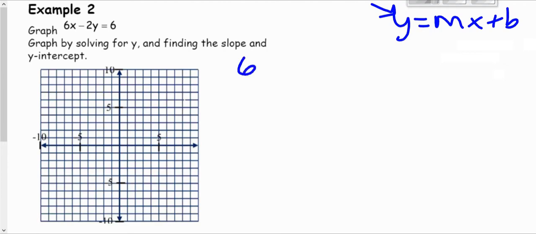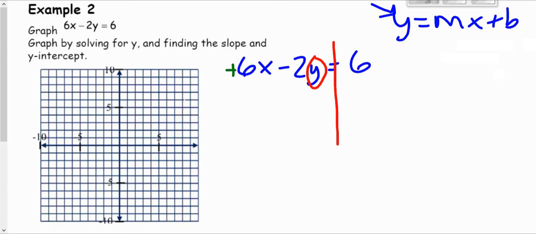So if I take 6x minus 2y equals 6, and I want to solve for y, do I want to inverse the 6x or the negative 2 first? We always start with the piece that's separated from the y with a plus or minus sign, so that would be the 6x. If this is a positive 6x, we're going to inverse it with a negative 6x.